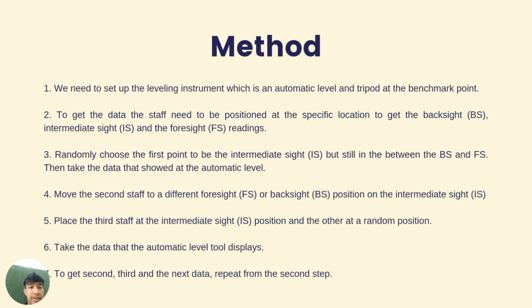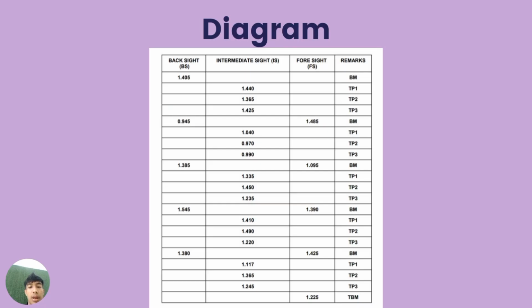Fourthly, move the second staff to a different foresight or backsight position on the intermediate sight, IS. Next, place the third staff at the intermediate sight position and the other at a random position. Sixthly, take the data that the automatic level tool displays. And to get the second data, third data, and the next data, repeat the same steps from the second step and after. For the next part is our diagram.